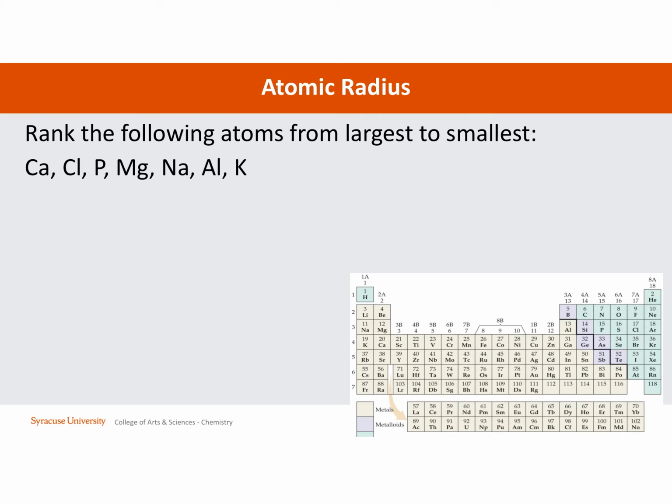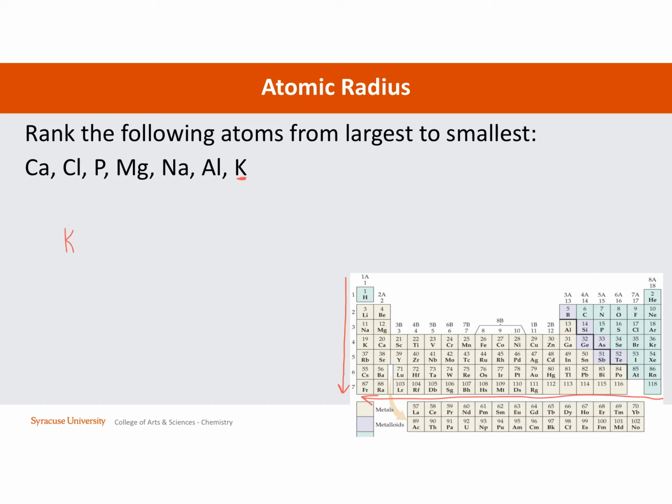All right, now that we're into periodic trends, one of the main periodic trends is atomic radii, and we know the two main trends: atomic radii increase as we go down a group, and atomic radii also increase as we go right to left across the periodic table. So rank the following atoms from largest to smallest. Well, the largest would be the farthest down a group, so the farthest down appears to be potassium, and also the farthest to the left.